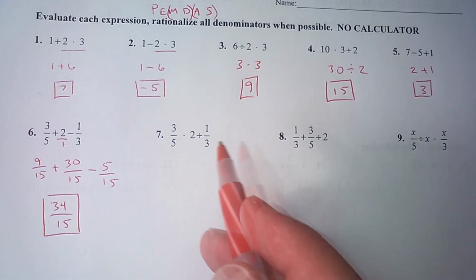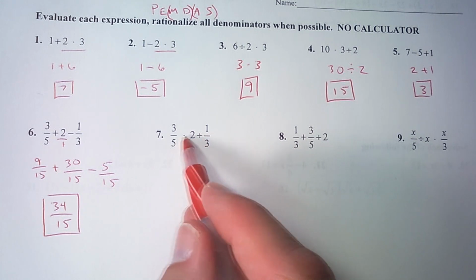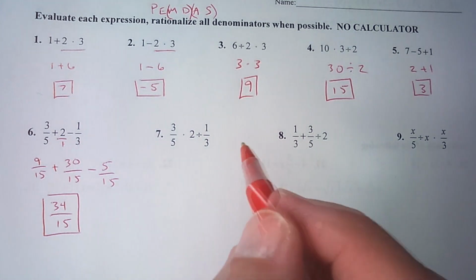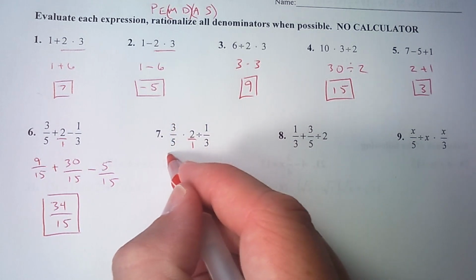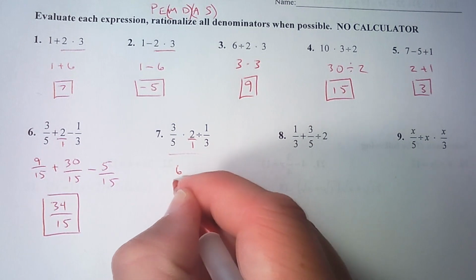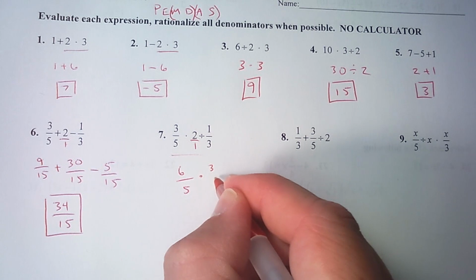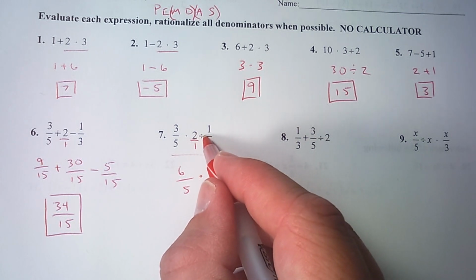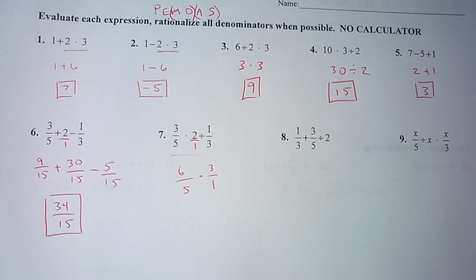Number 7, 3/5 times 2 divided by 1/3. Same numbers, different signs. Multiplying and dividing do not need common denominators. So we're going to make that 2 over 1, and we're going to multiply. We'll multiply these first two fractions straight across. 3 times 2 is 6. 5 times 1 is 5. So we've got 6/5 times, and we're going to take that division and turn it into multiplying by the reciprocal. So instead of divided by 1/3, it's going to be times 3 over 1.